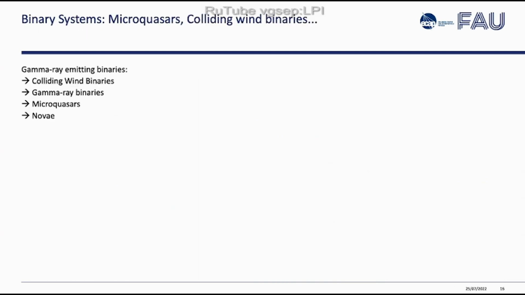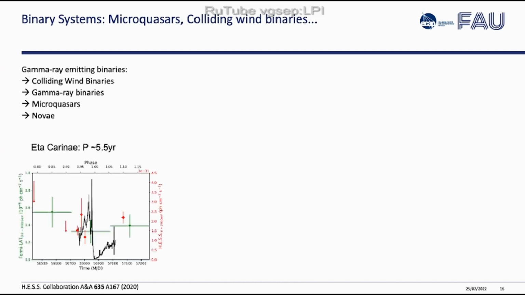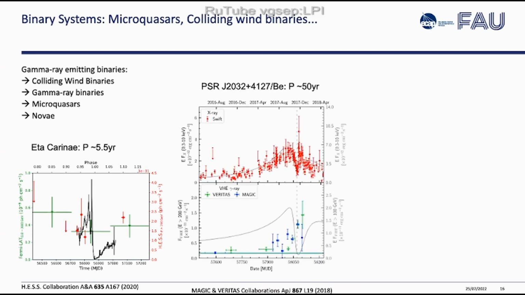Okay, we also have binary systems, so several different types of gamma ray emitting binaries. These include colliding wind binaries, such as Eta Carinae, which has a period of 5.5 years. And we observe gamma ray emission corresponding to the time of its closest approach, so the periastron. We have gamma ray binaries, which have a wide range of periods. We have LS 5039, which has a period of just 4 days. And recently, gamma ray emission was shown from the periastron of the system containing the pulsar J2032. This has a period of 50 years. So there's really a wide range of periods in these binary systems and everything in between.